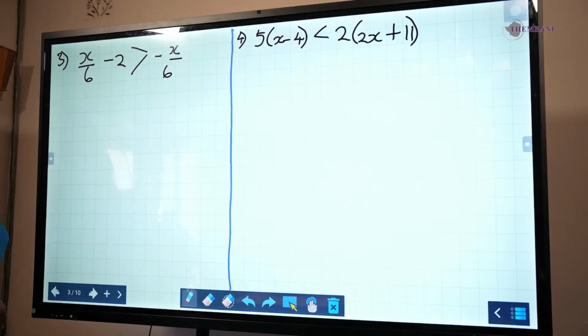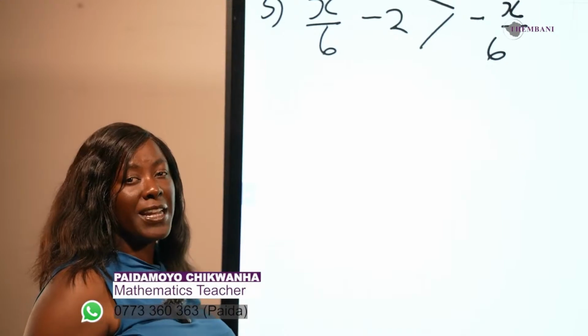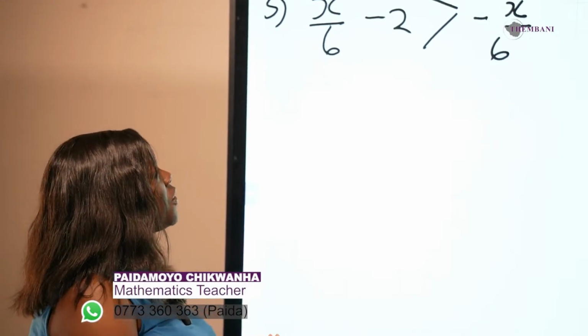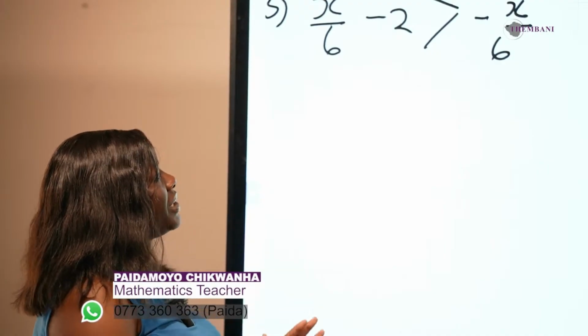We're going to put a negative there. So with that, notice this is a fraction and that is also a fraction. So remove the fractional part first. How do we remove the fractional part? We multiply each and every term by the LCM of the denominators.